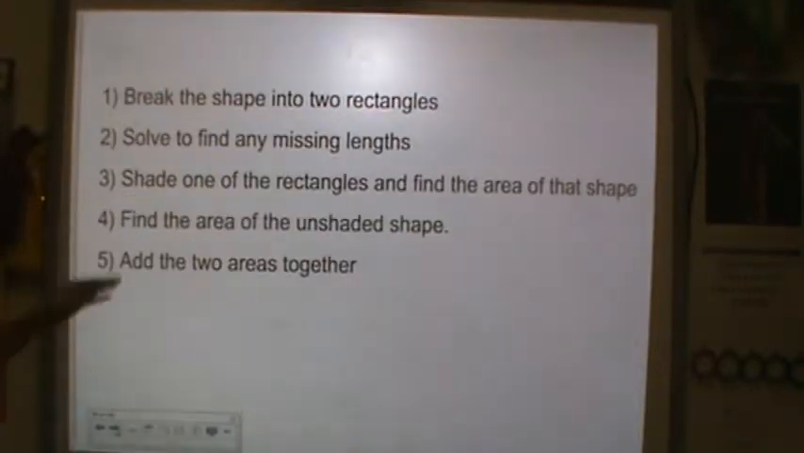All right, so don't forget, these are the steps to finding area of irregular shapes. Yes, I'd like you to write this down again so you can remember it. You need to break the shape into 2 rectangles, solve for missing lengths, shade one of the rectangles and find the area of that rectangle, find the area of the unshaded rectangle, and add those 2 areas together. So if you need to pause to write that down, please do so.